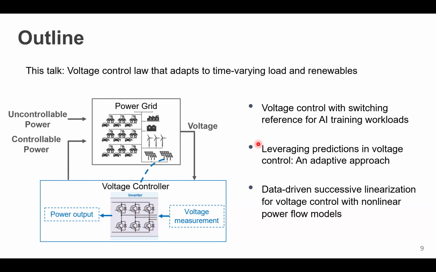Right, and for the outline of the talk today, we start by introducing a voltage controller designed with switching reference to adapt to the AI training workload. Then for primary load that is partially predictable, I also introduce how we can leverage predictions in voltage control through an adaptive control design. And last, I will address how we can cope with the nonlinearity in the underlying physical model of the system, using a data-driven approach to handle nonlinear power flow without depending on exact model parameter information. So let's start from the first part, voltage control with switching reference for AI training workloads.